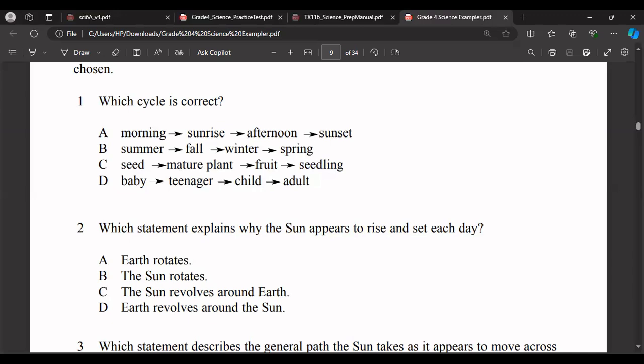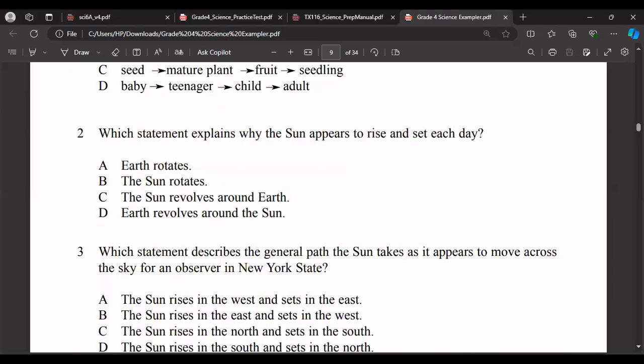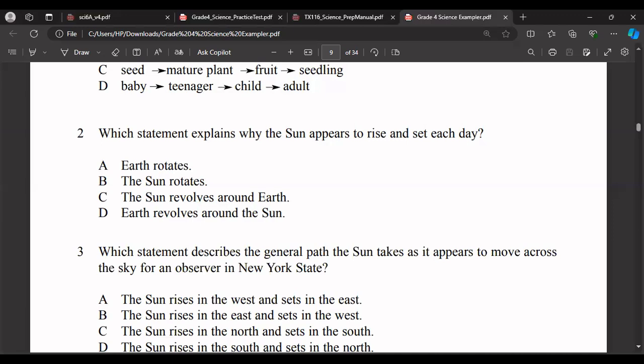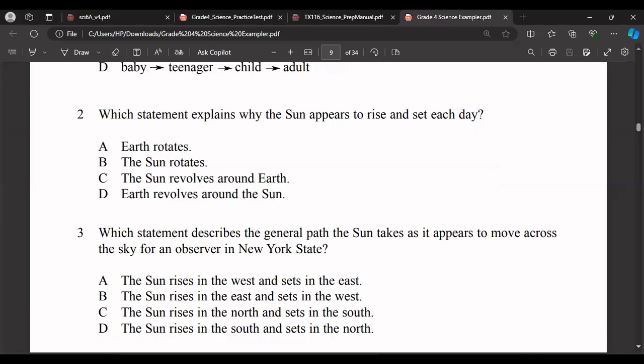So let's look at question number 2. C is definitely incorrect. So which is the correct option? I think it's A. Great. It is the rotation of the Earth that causes sunrise and sunsets. What does the revolution of the Earth cause? The seasons. Beautiful. Seasonal variation. Correct.